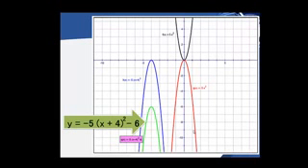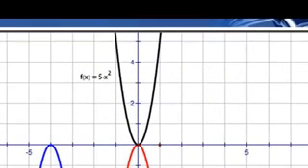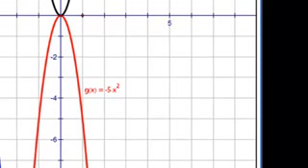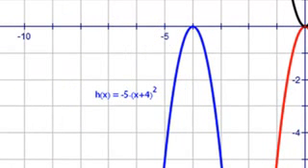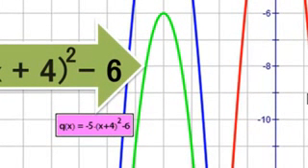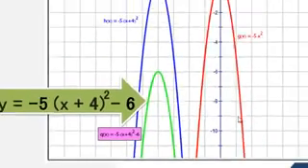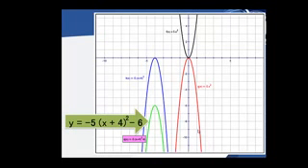Here is the graph. So the original function is f(x) = 5x squared. It opens upward, however, it is -5, so it opens downward, and it is translated 4 units to the left there. And finally, it is translated 6 units downward. So we have that green parabola, that is y = -5 times the square of (x + 4) minus 6.